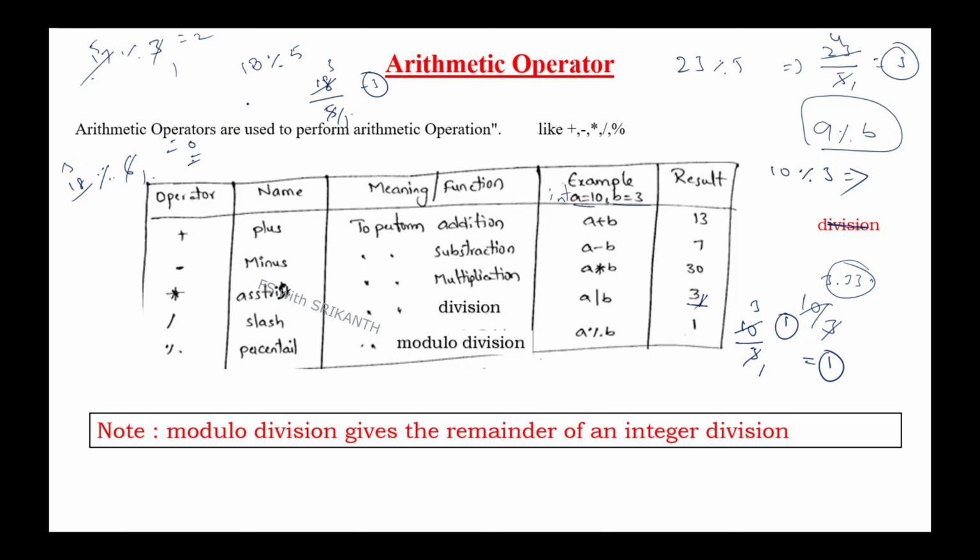Arithmetic operators are totally five: plus, minus, into, division and percentile. Percentile is different. It returns the remainder value.